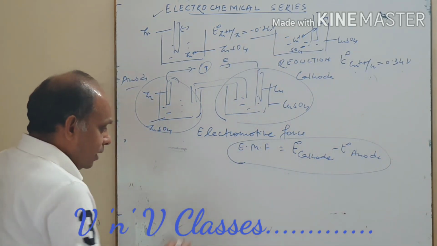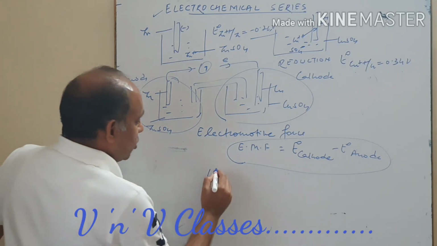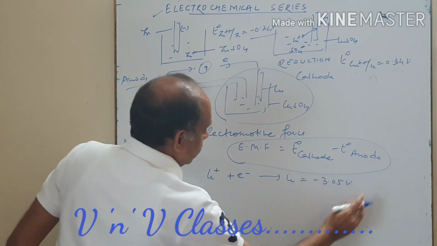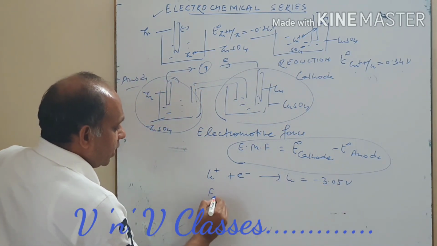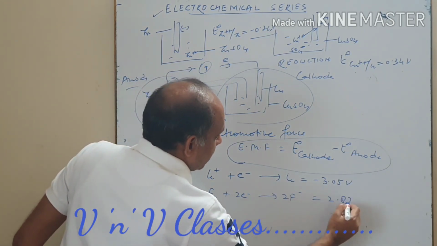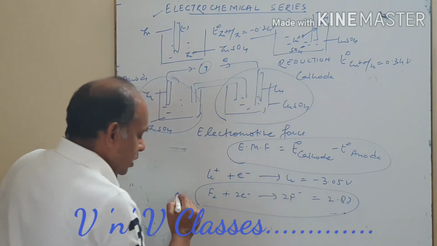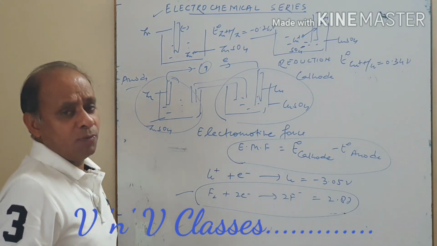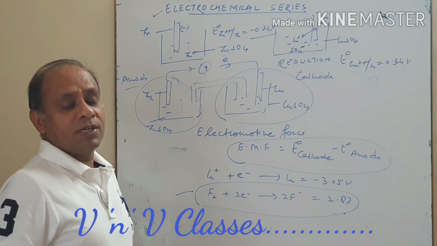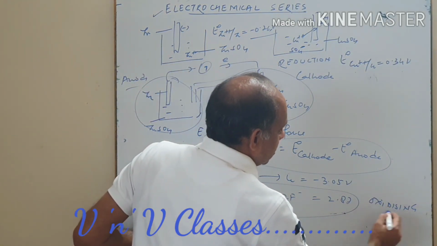I will just share with you the two extreme conditions. For lithium, its reduction potential value is minus 3.05 volt, and for fluorine, its reduction potential value is 2.87 volt. So which has more reduction potential value? Fluorine. So since fluorine has more reduction potential value, it favors reduction, and if fluorine favors reduction, what do we have to say? It is an oxidizing agent.